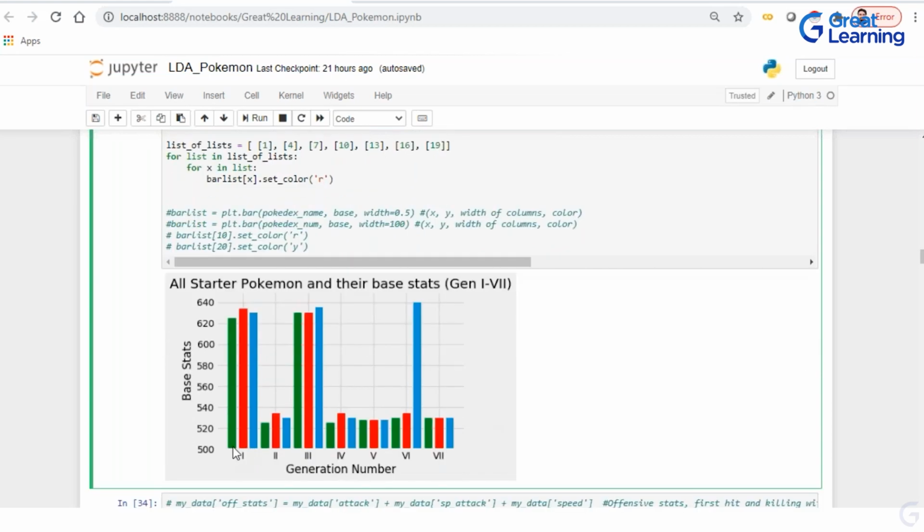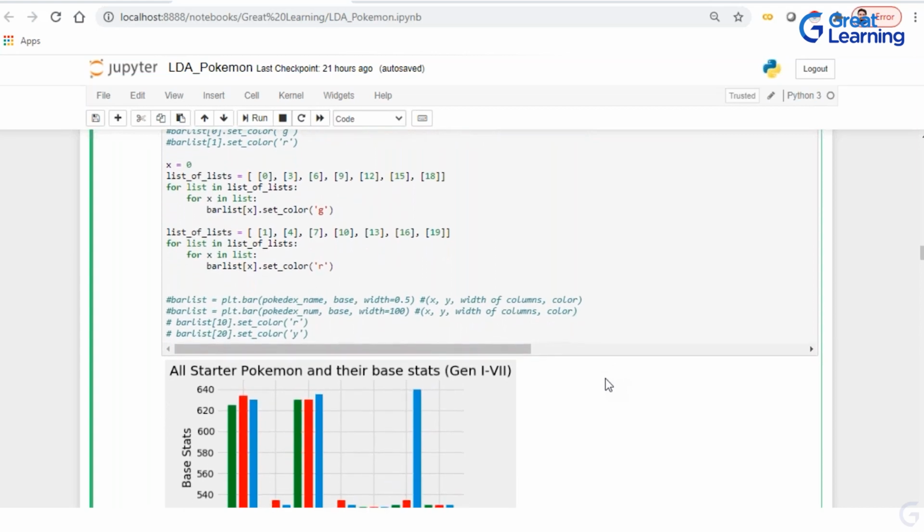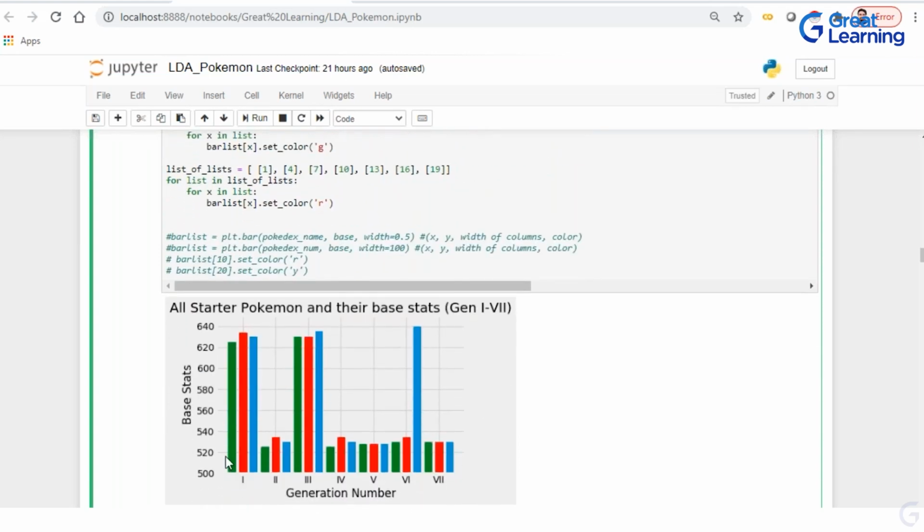So you see in the first generation, I'm just trying to give you the colors, the green and the red. The generation ticks and the generations are primarily being given in these Pokemon starter values. Question is, what do we understand from here? What is it that we are extracting? What is the analysis that I can perform moving further from these specific graphs? The question was made very clear to us that we can see the trend in the starter Pokemon and their stats values as we are moving from first to the 7th generation.